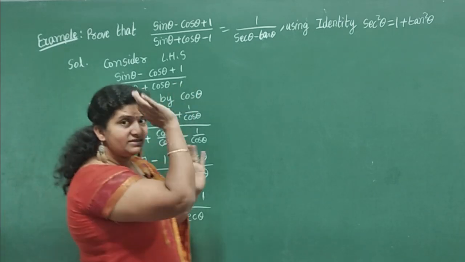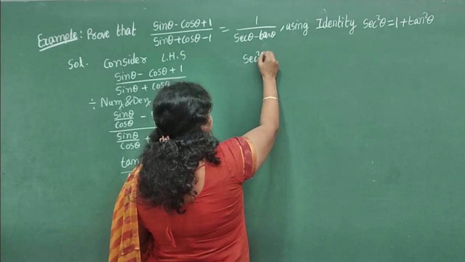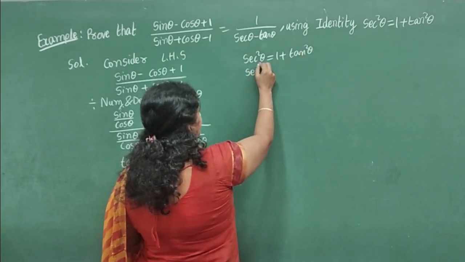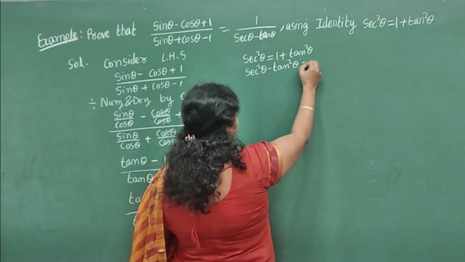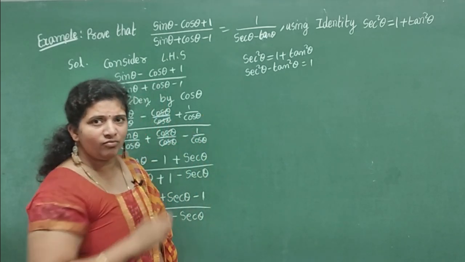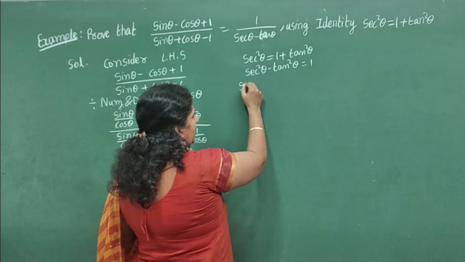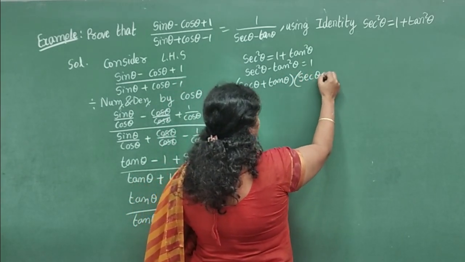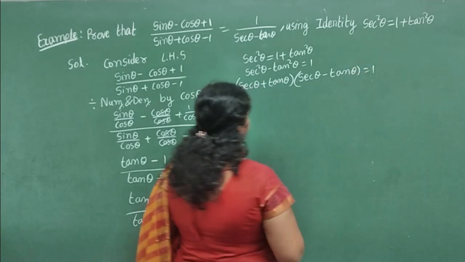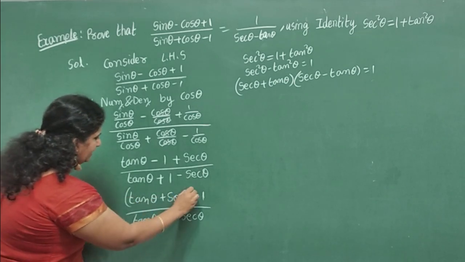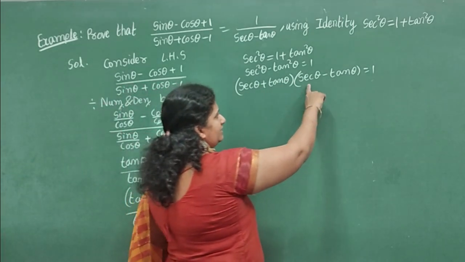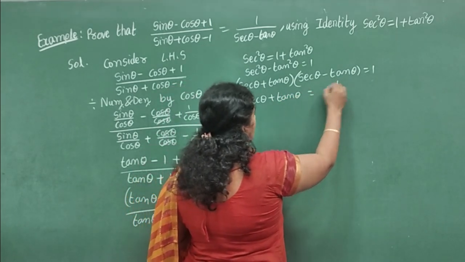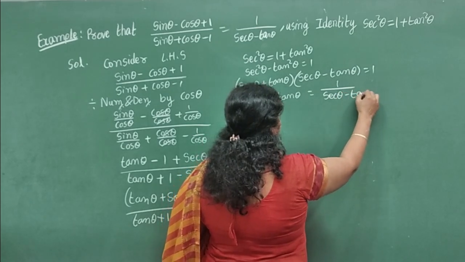So first let me rearrange the identity. We know that secant square theta is equal to 1 plus tan square theta. Rearrange it: secant square theta minus tan square theta is equal to 1. It is in the form of a square minus b square. Split that: a plus b, secant theta plus tan theta, into a minus b, secant theta minus tan theta, is equal to 1. Now observe here, you have tan theta plus secant theta. So send the other set to the other side. Secant theta plus tan theta is equal to 1 by secant theta minus tan theta.